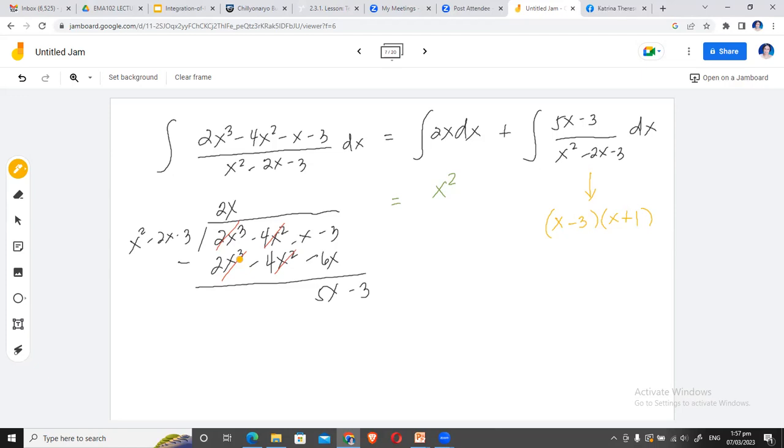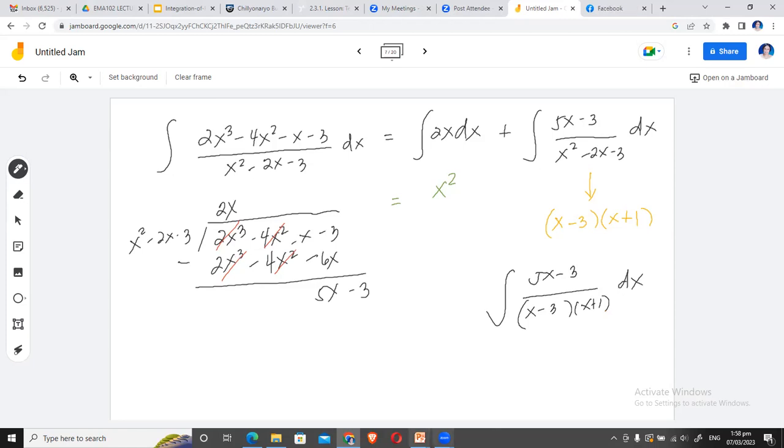Okay? This is your first step, the long division. This is the second step. You make sure that the denominator is in factored form. So now we will use the method of partial fractions to this expression here. I will just rewrite that particular thing below so you will know that this is the one that we're going to process. So you will have 5x minus 3 divided by x minus 3 and x plus 1 dx. Our answer for this later will be added to the answer of the first integral that we have already evaluated. So this is the integral wherein we're going to use the method of partial fractions.